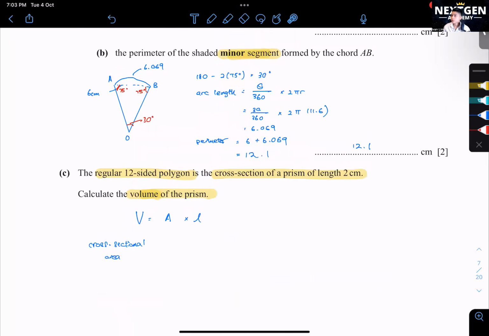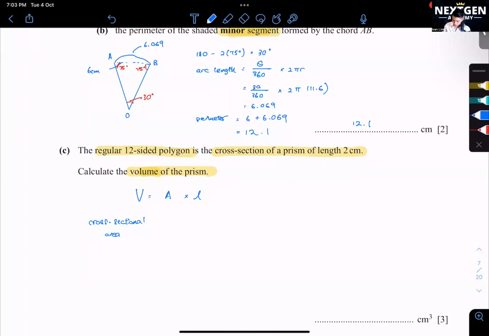Okay, what are the values that we got just now? Okay, we know that the radius is 11.6. So you'll see here, we know that here is 11.6.